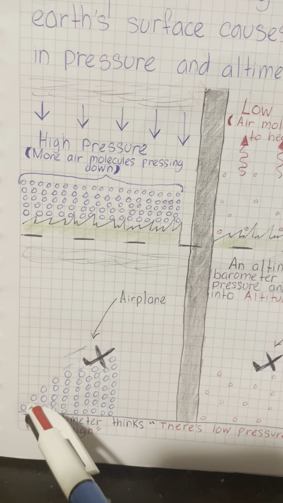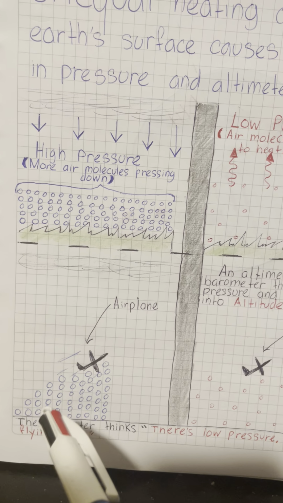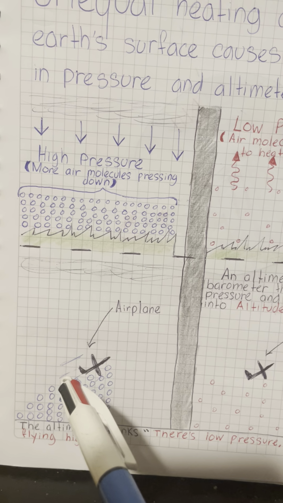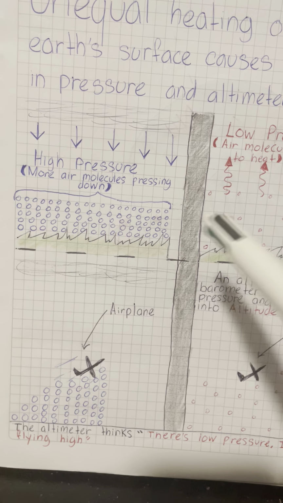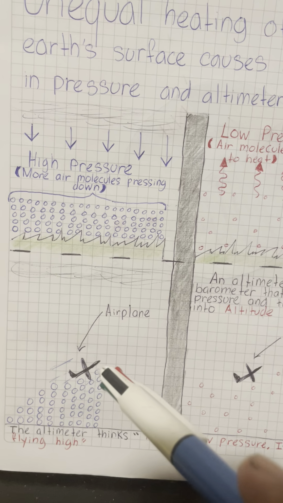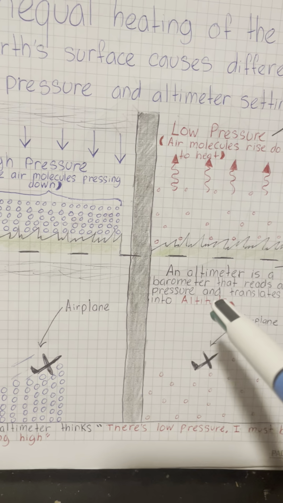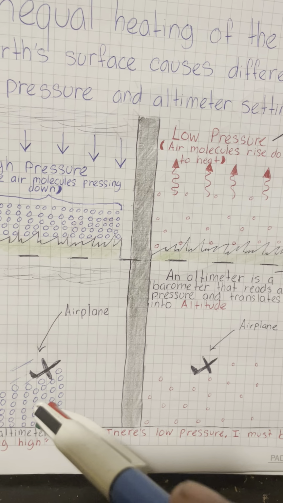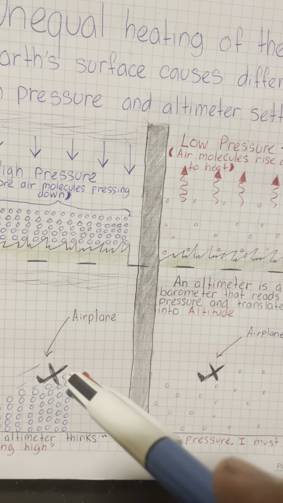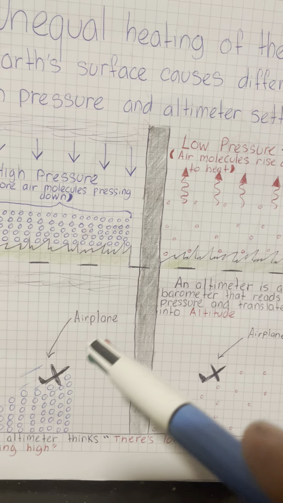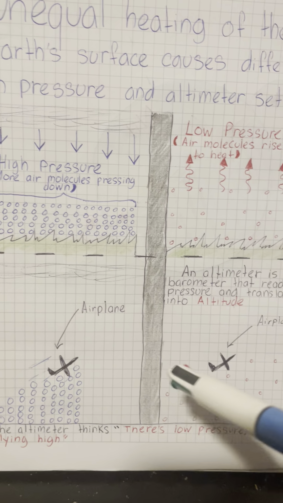So from here would be, just as an example, 50 feet, 100 feet, 150 feet, 200 feet, 250 feet, 300 feet, 350 feet, and so on. The number keeps growing because of the amount of air molecules. So the altimeter is pretty much reading the air molecules and translating it into altitude. By using the altimeter, we pilots can tell that we're climbing. So this is one example.